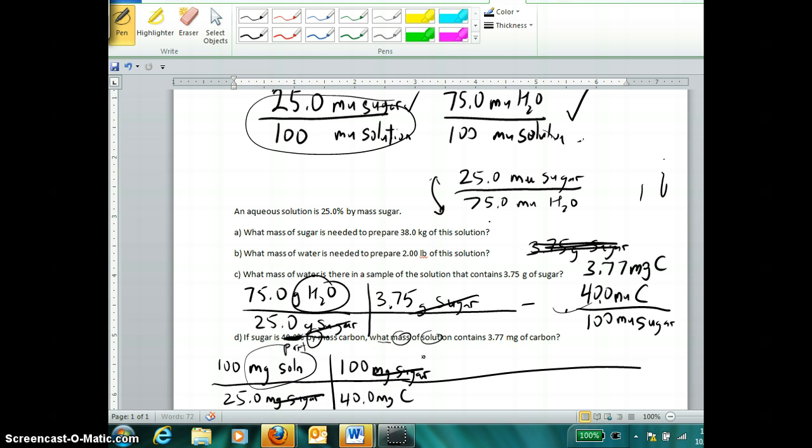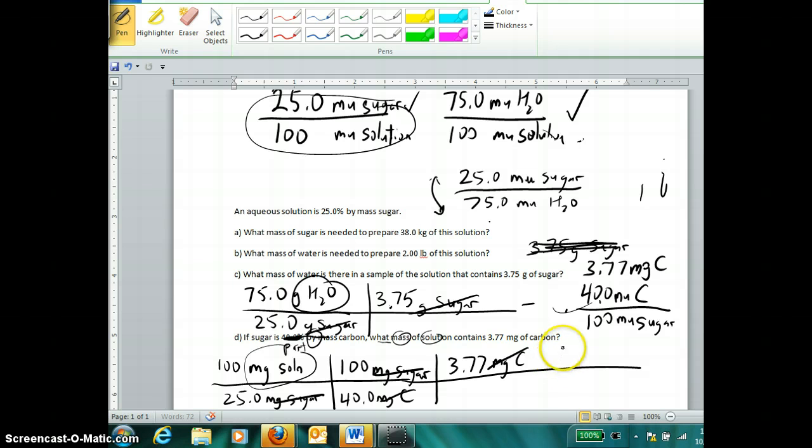I have now canceled the quantity mass of sugar. True, I have substituted a new quantity, mass of carbon, and that still isn't part of my answer. I don't want that mass of carbon, so I need to cancel it. But of course I can cancel it because I've been given a mass of carbon in the problem. I've been given 3.77 milligrams of carbon, and the mass of carbon cancels the mass of carbon, leaving me with a mass of solution, which is what was requested.